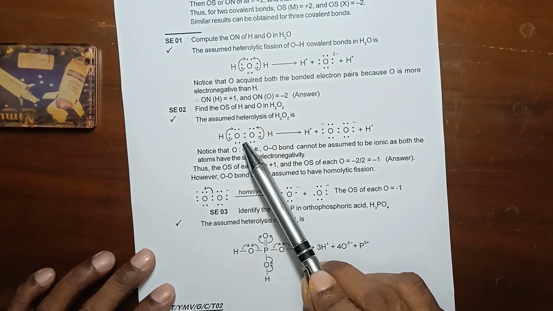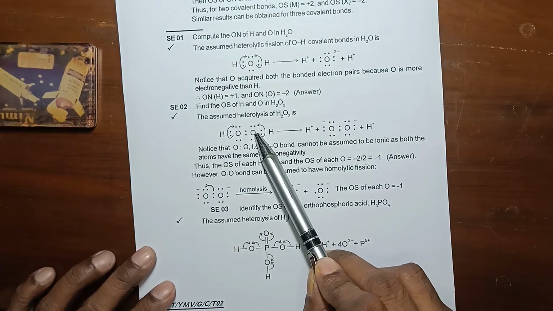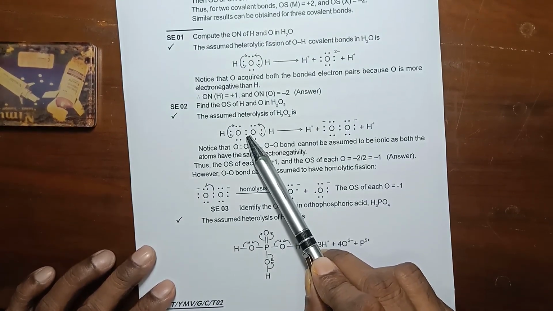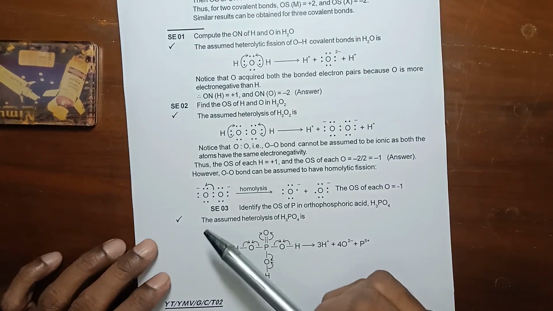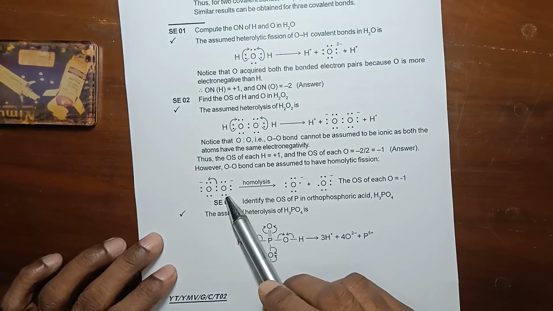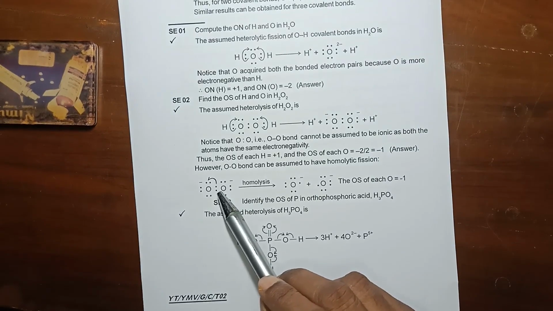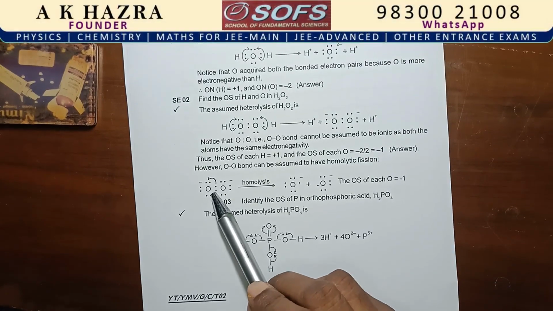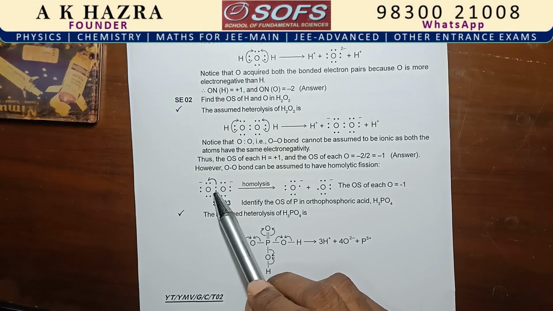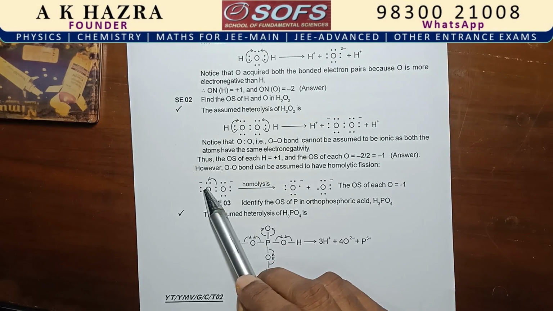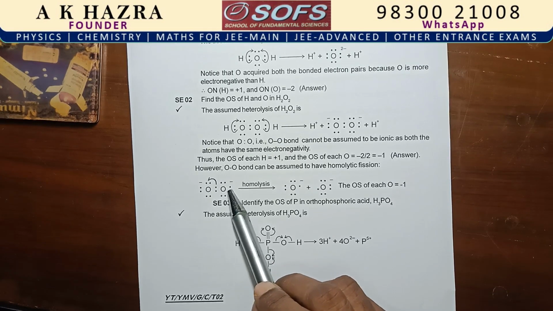Now here you see in this O-O bond, since the electronegativity of the two oxygens is exactly identical, heterolytic fission is not possible. We can think about homolytic fission. What is homolytic fission? Let us see this peroxide ion. That can be broken by homolytic fission. Homolytic fission means each atom will regain its own electron. One electron will go to this side, and half arrow means its own electron will go to this side, its own electron will go to this side.